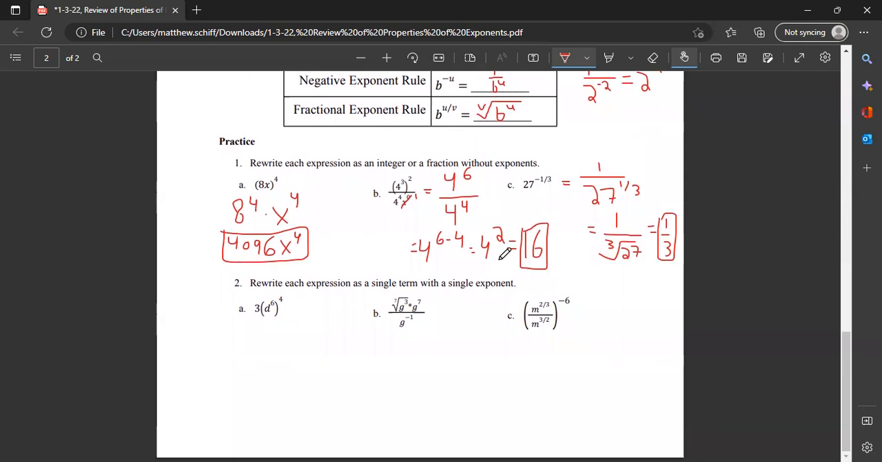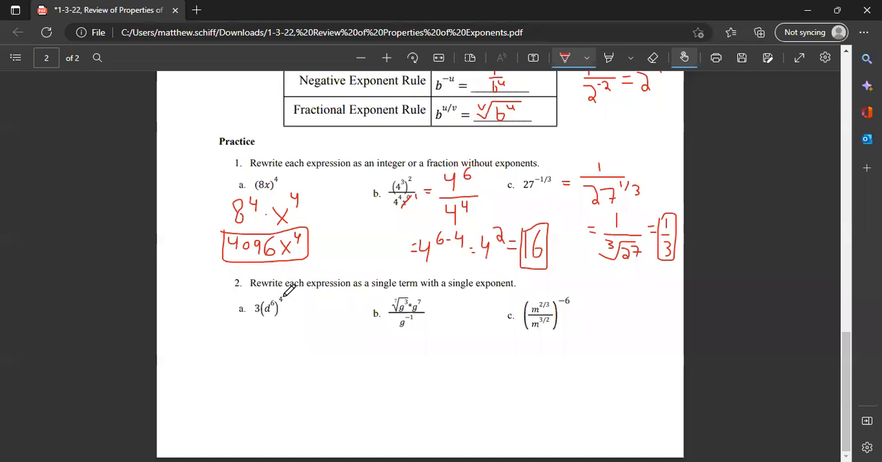All right, number 2, some more expressions here. These ones consist exclusively of variables. So for 2a, I got 3 times the quantity d to the 6th power, and then that term is raised to the 4th power. So notice that 3 is not being raised to the 4th power. It's only d to the 6 being raised to the 4th power.